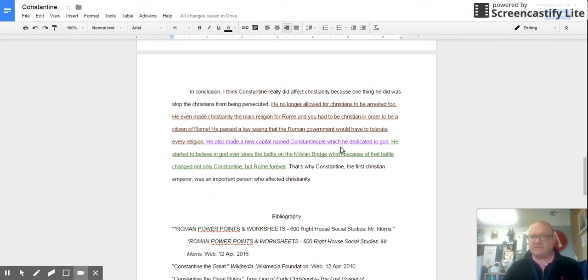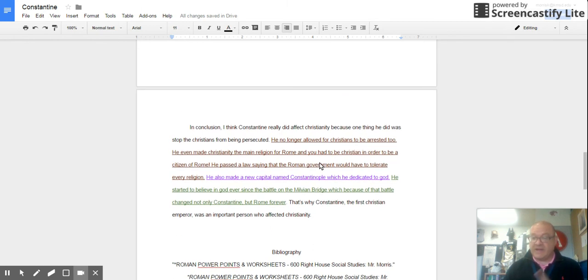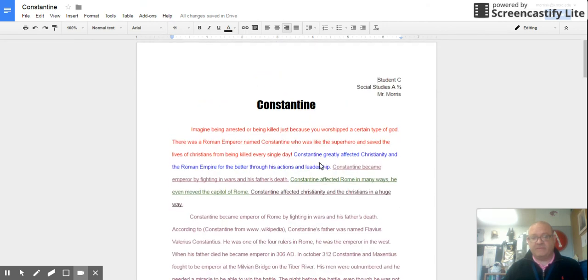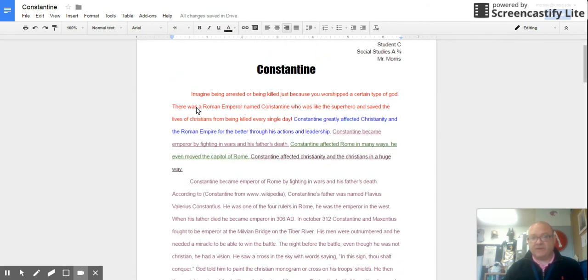He also made a new capital in Constantinople, which he dedicated to God. And then, of course, my third support, I'm reiterating, I'm re-saying it again here. And then I'm finishing off with my final point that agrees with my thesis. That's why Constantine, the first Christian emperor, was an important person who affected Christianity. I now have a rough draft, not a final, a rough draft of my 5-paragraph argument essay.